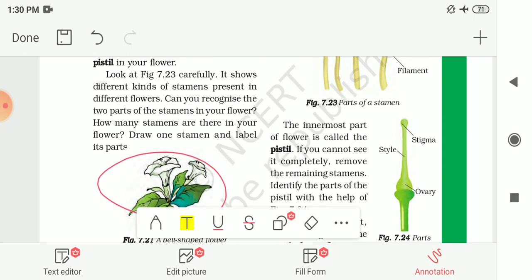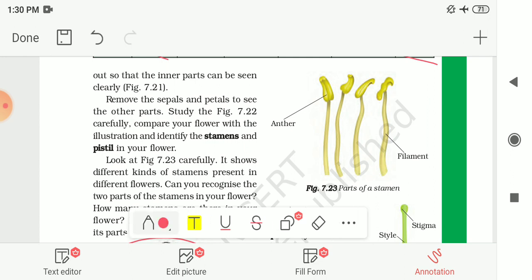The different parts are shown to you here. In figure 7.23, the parts of a stamen are shown to you. So now can you recognize these two parts of a stamen in your flower? How many stamens are there in your flower? Draw one stamen and label its different parts. Here you can see that the upper part is known as the anther, and the lower part is known as the filament, which is cream in color, and the anther is yellow in color.